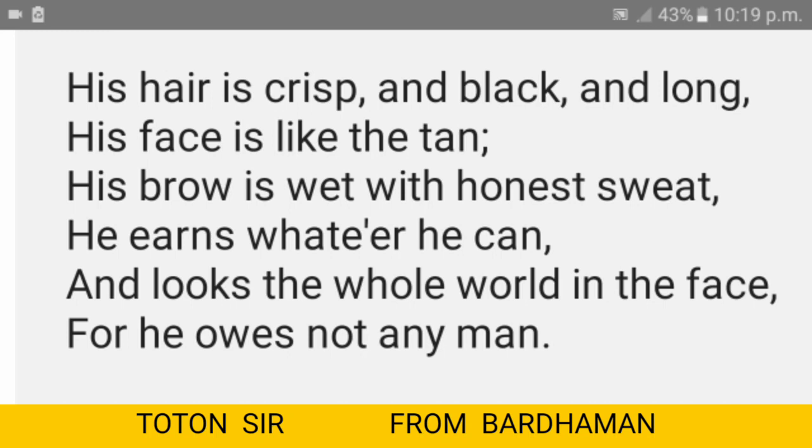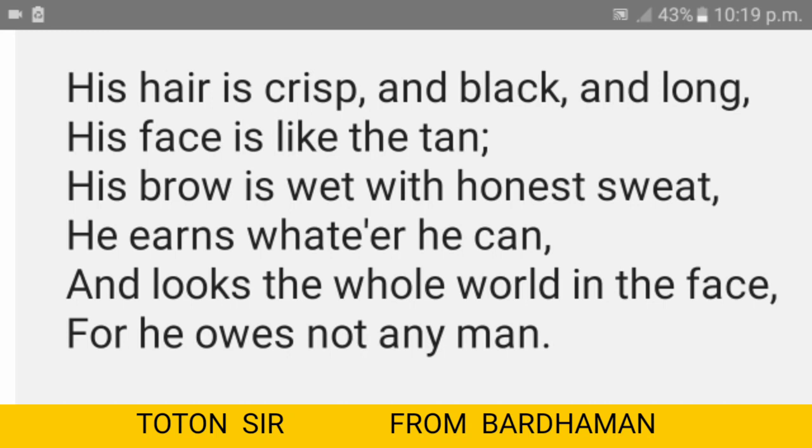In the second stanza, Longfellow gives us a further description of the person. He tells us that the blacksmith has long, black and crisp hair. The next thing is his face, which is tan. Tan means brownish. After the first two lines, the next four lines are very important with respect to the meanings and connotations. The blacksmith's brow is wet with honest sweat, and he earns only what he can.